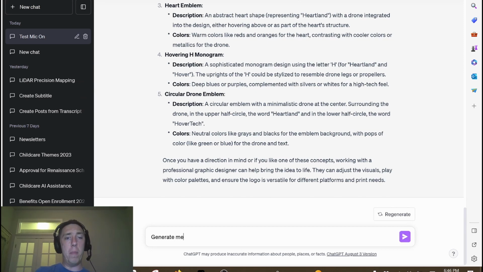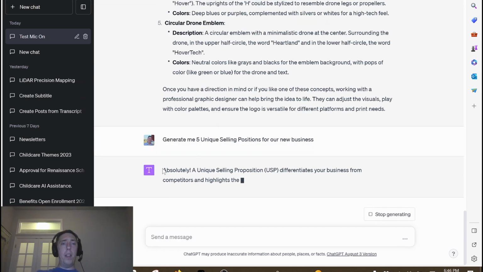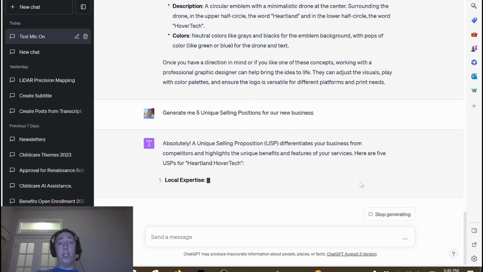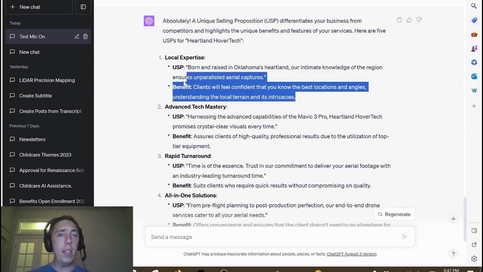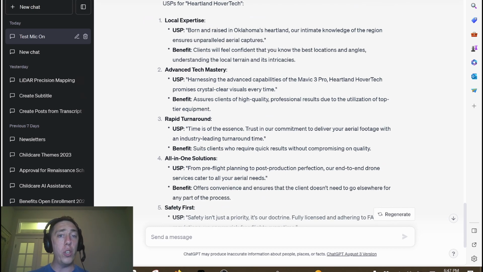So generate me 5 unique selling positions for our new business. And it describes what a unique selling position is. All right, so our USPs have been created from ChatGPT, and they're not bad. Not great, but they're definitely okay. Born and raised in Oklahoma's heartland, our intimate knowledge of the region ensures unparalleled aerial captures. And it talks about the benefit as well, which I do like.